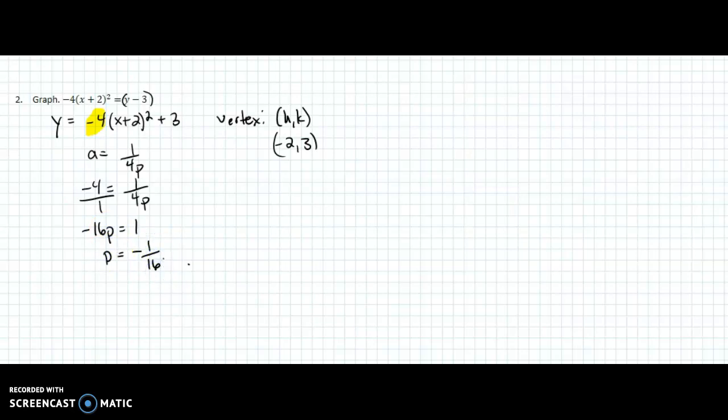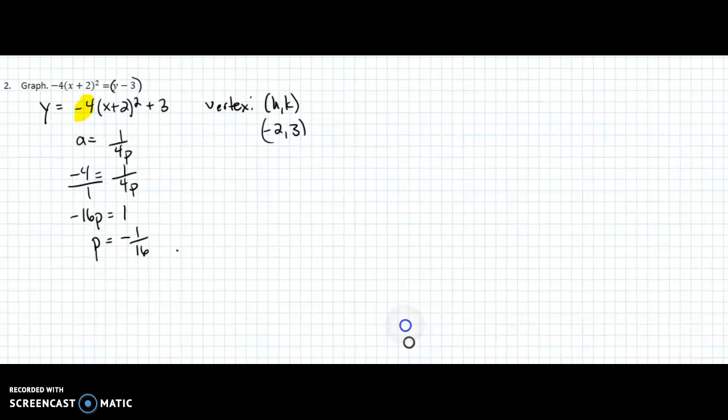Okay, and this will tell me a lot of different things. This will tell me which way my parabola opens. This is negative. Also, p is negative, and so the parabola will open down. It'll also tell me how far the focus and directrix are from the vertex. They're a distance of just 1/16, so very close to the vertex, which gives us a skinny parabola.